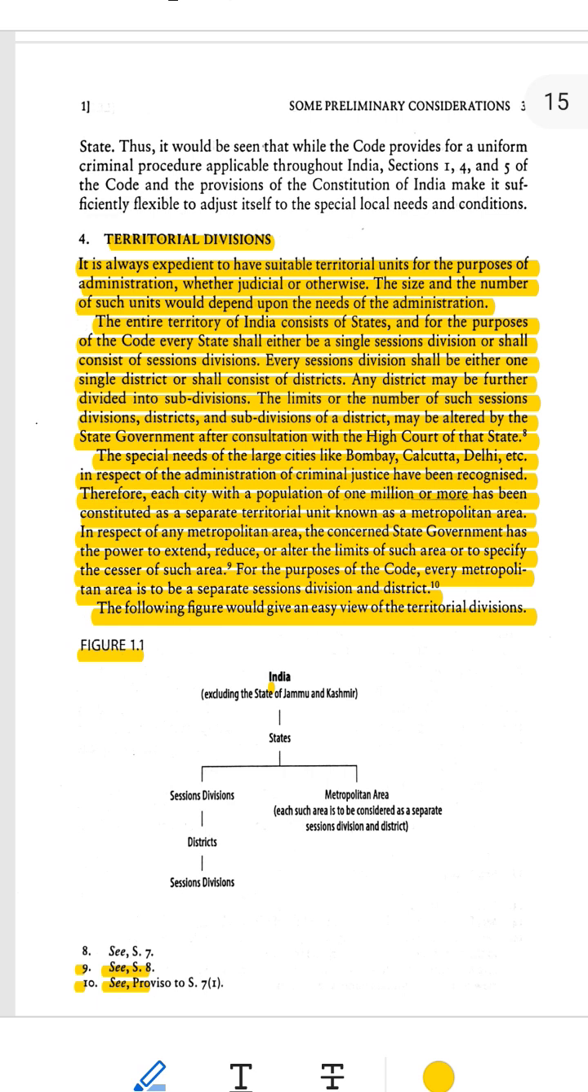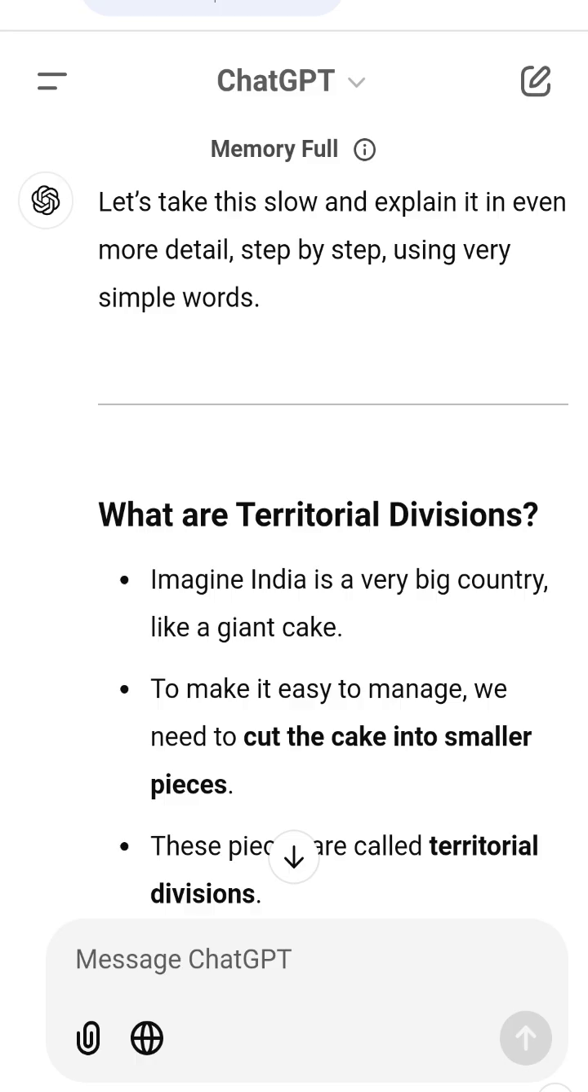How are metropolitan areas managed? A metropolitan area is treated as 1. A separate sessions division. 2. A separate district. This means the city gets its own special officers to handle laws, problems, and justice. For example, Mumbai is in Maharashtra state, but it is a separate district and a metropolitan area. It has its own police, courts, and officers to manage the city.